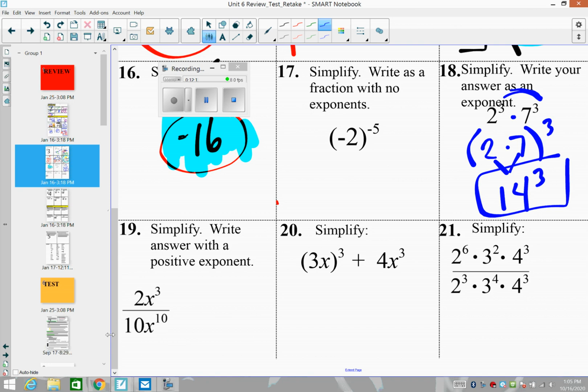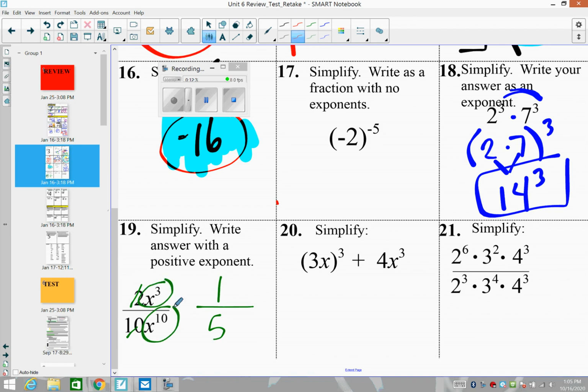Question 19, simplify, write answer with a positive exponent. All right, y'all. So this is really 2 times, I'm not going to write that all out, because that base has x to the 10th. I'd have to write x out 10 times. No thanks. So this is going to reduce to 1/5. Hope you can see that. And the subtraction is going to happen here.